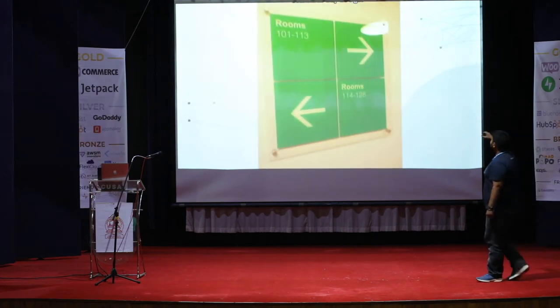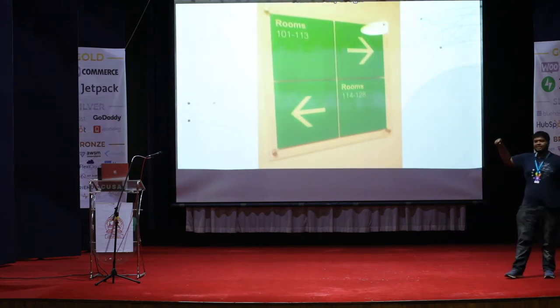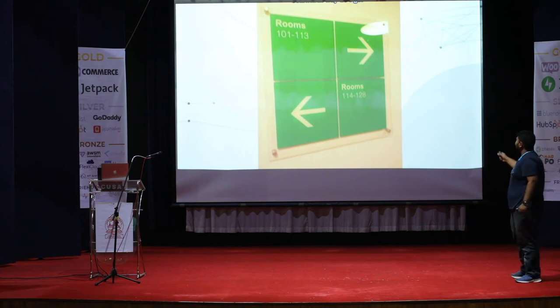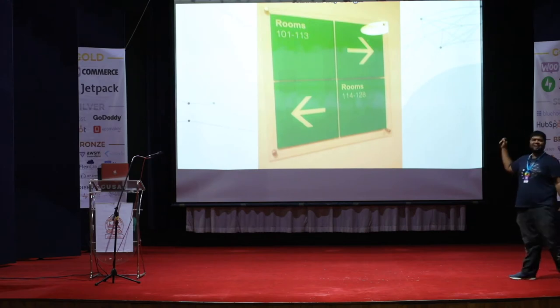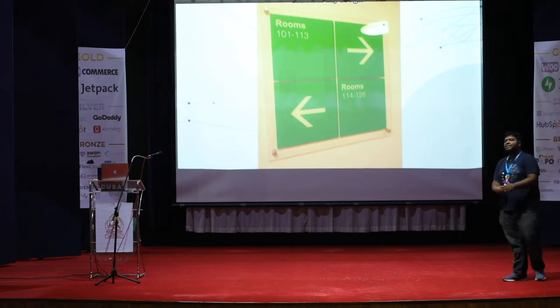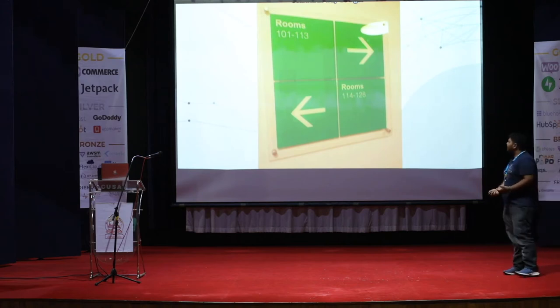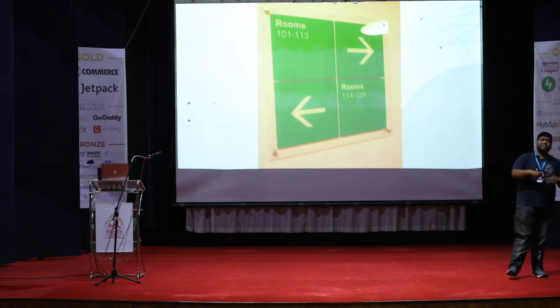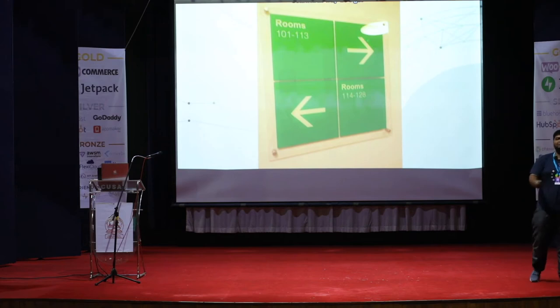So this is a sign. This says room this way and this way. But the problem with the sign is that you can read it both vertically and horizontally, and it can make you confused. There are thousands of bad product designs around us, and we are getting accustomed to them, but we are training ourselves to use these bad products when they should have improved their designs.